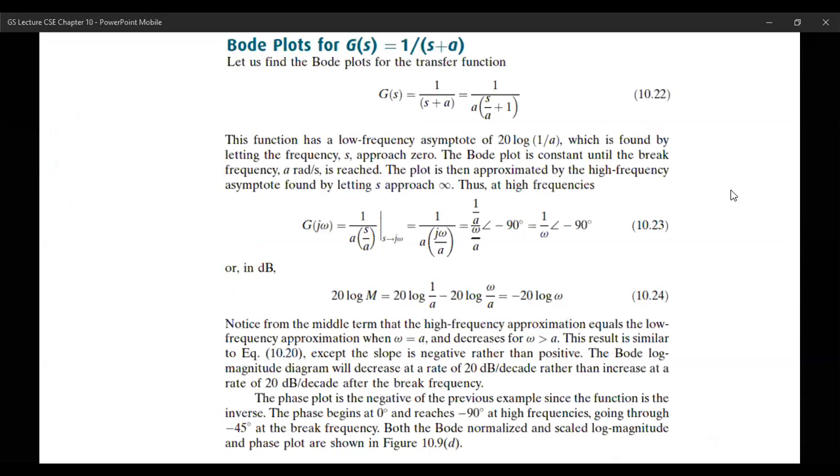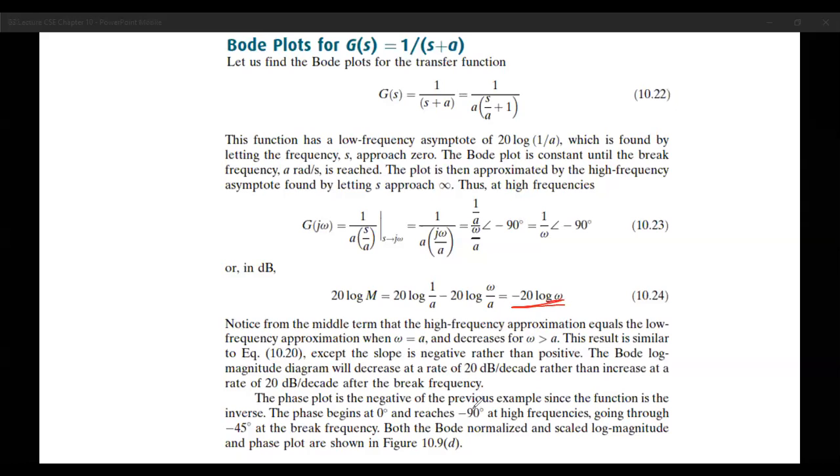Now, what about the pole? Pole is 1 by S plus A. You can go for the calculation again, but I'm just assuming, because they're opposite to each other, whatever behavior we have seen will be exactly opposite. What does it mean? Previously we have seen that for the zero, there is a 20 dB per decade increase in the magnitude. So here the magnitude has to be a 20 dB per decade decrease. Okay, so magnitude wise, which is evident from here.